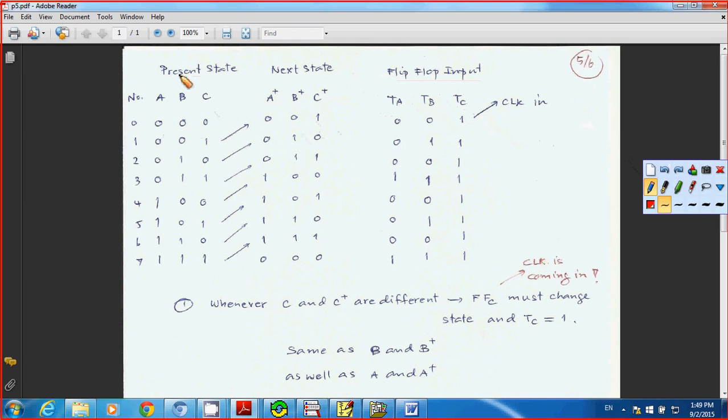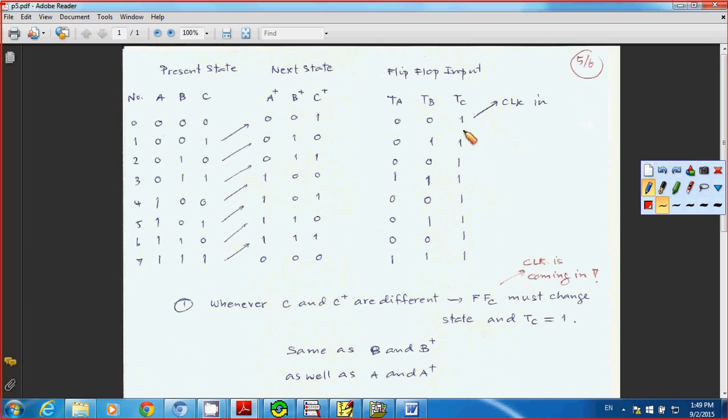If you compare between the present state and the next state, if C changes, it gives you input TC to be 1. But if C doesn't change, let's see where C doesn't change, you don't have it. So TC will always be logic 1, right?